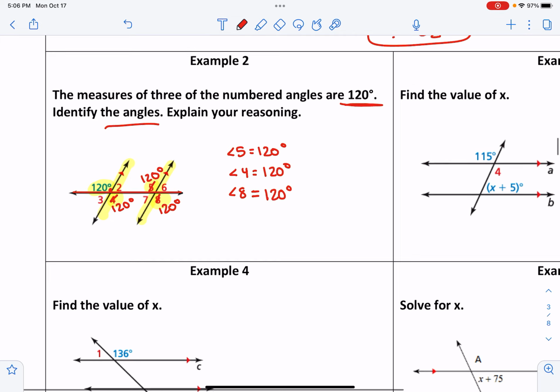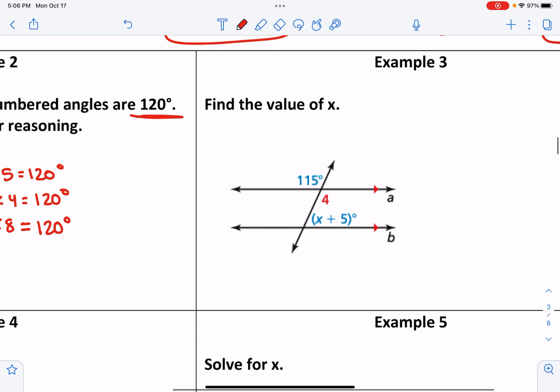All right, so now we're going to find the value of x. So if I look right now, you guys, 115 and x plus 5 are on alternate sides of the transversal, but they're not alternate exterior, they're not alternate interior, they're not corresponding. So in order to do this problem, we have to first find out what angle 4 is. Well, if you notice, 4 and 115 are vertical angles. So angle 4 is 115 degrees.